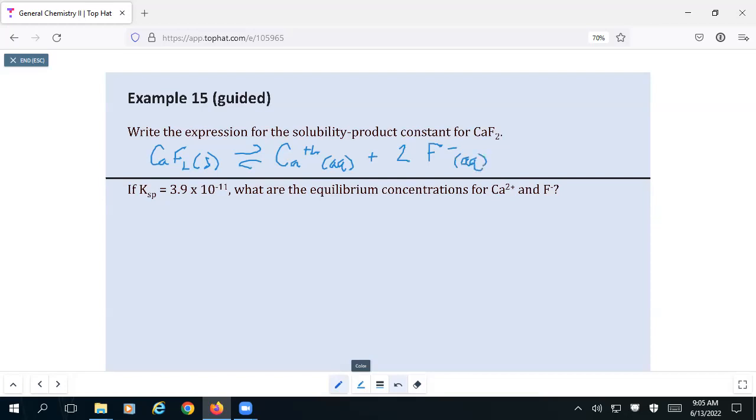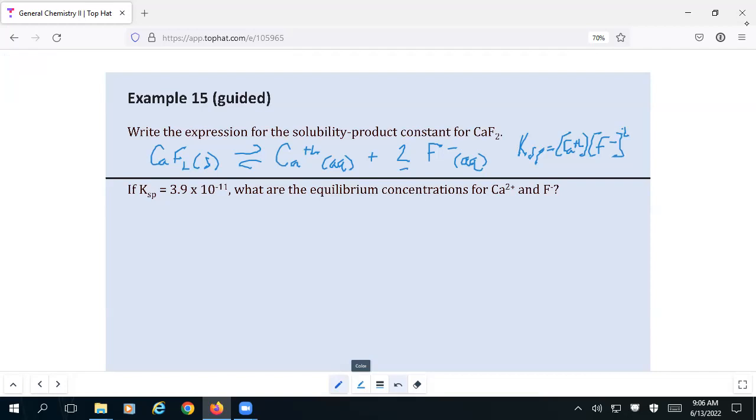And we've got to make sure that we are really careful about our stoichiometry here when we do these KSP expressions. We can't just assume that it breaks into 1 cation and 1 anion. We have to look at the chemical formula itself and see how many ions it breaks into. The value of KSP here would be equal to the concentration of the calcium ion multiplied by the concentration of the fluoride ion, quantity squared, because again, there are 2 fluorides there.